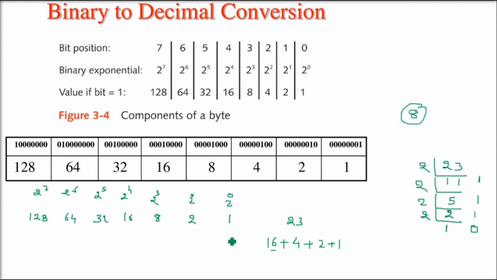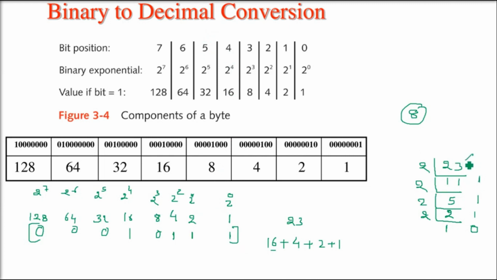So 1 is there, 2 to the power 0 or 1. Now you have to put 1 here. Because we have taken 2, you put 1 at position 2. 4 we have taken, 2 to the power 2 is 4. So put 1 here. Then 8 we have not taken, so put 0 here. 16 we have taken, put 1 here. 32 we haven't taken, 64, 128 we haven't taken, so 0, 0. These are the representation of 23 in binary form.